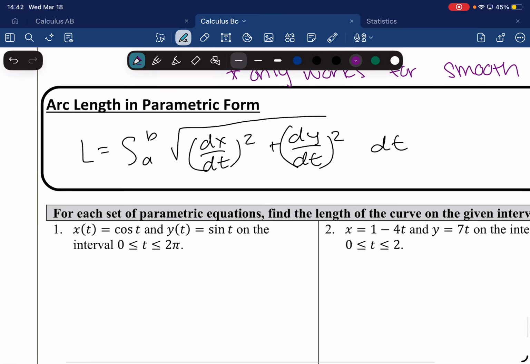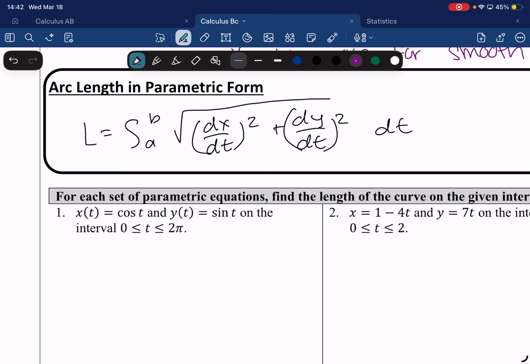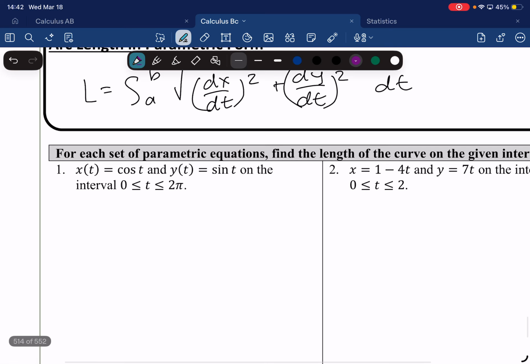Number 1 says x of t is equal to cosine t, y of t is equal to sine t on the interval where t is between 0 and 2 pi. The first thing we have to do is take the derivative of x and then the derivative of y. So x prime of t is, what's the derivative of cosine? Negative sine. And then y prime of t, what's the derivative of sine? Cosine.